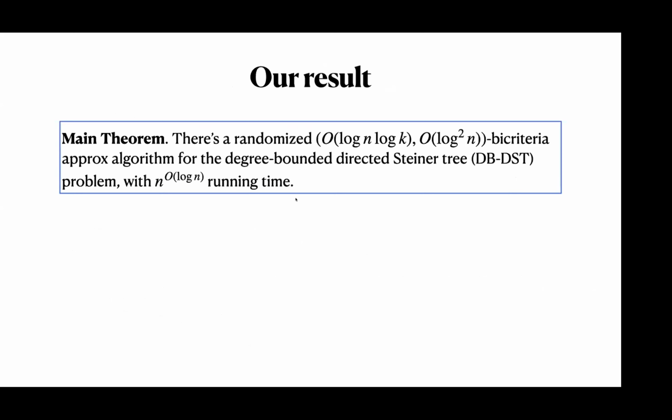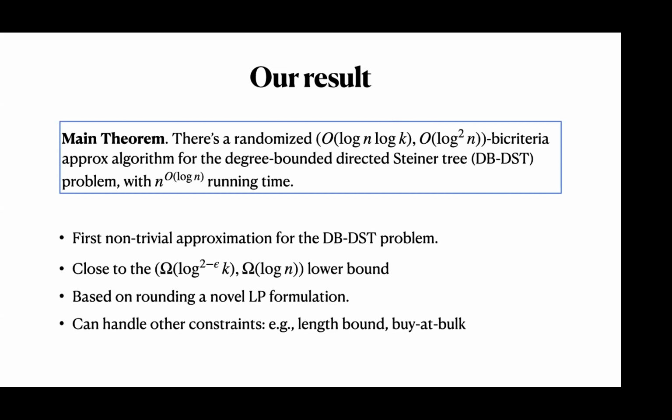Our main result for this problem is a quasi-polynomial time algorithm with this bi-criteria approximation ratio. This is the first non-trivial approximation for the problem, and our approximation ratio is very close to the lower bound. The algorithm is based on a novel LP formulation, and in particular, the technique can be easily generalized to handle constraints other than the degree bound constraint.